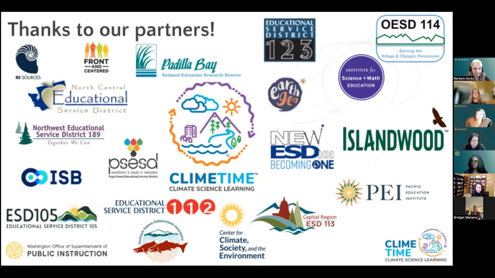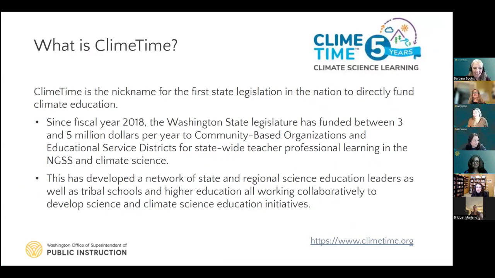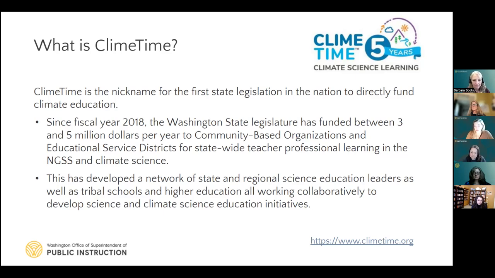Okay. So I've said ClimeTime already quite a few times, but haven't really explained what it is. In 2018, the Washington State Legislature passed $3 million to support climate science learning, and that's also connected to science learning, right? To implementation of the Next Generation Science Standards. And it's really all about professional learning. They've continued to fund it for 5 years. We're now in our sixth year.